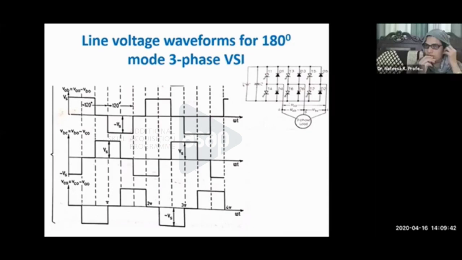So usually there are two modes of operation. One is below base speed, in which we usually use variable voltage, variable frequency control. Below rated frequency, if you want to increase the speed, we need to increase the frequency.